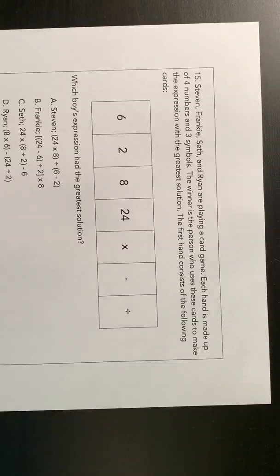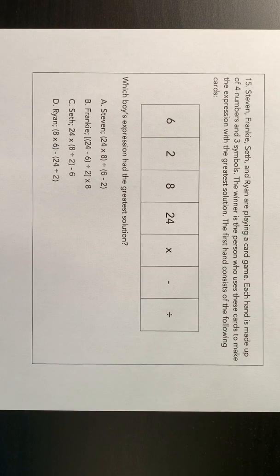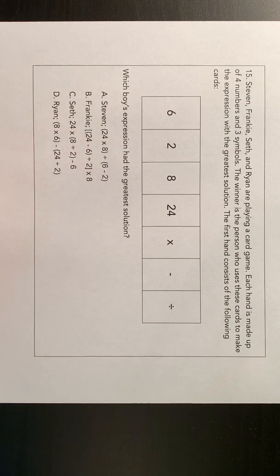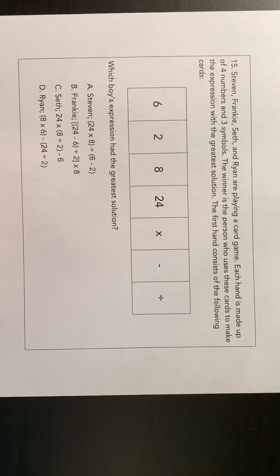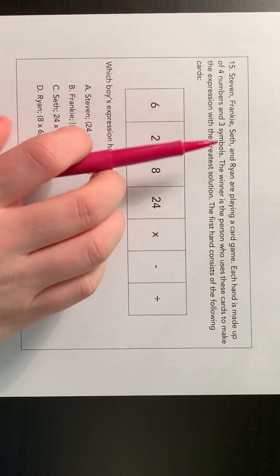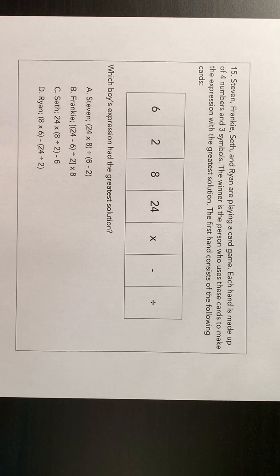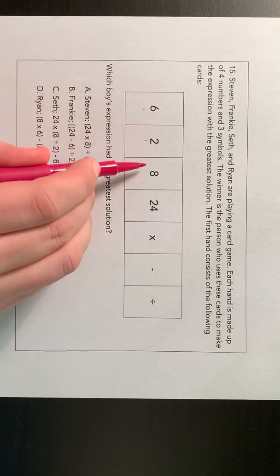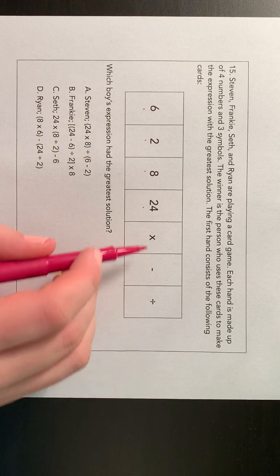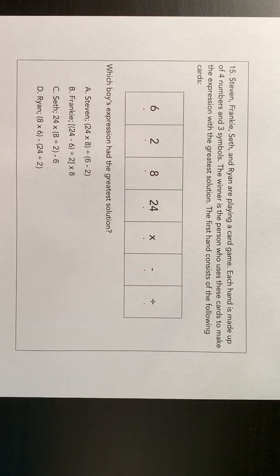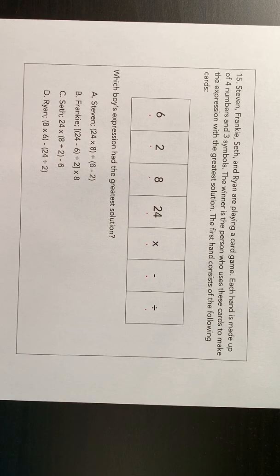All right, last problem. Don't be intimidated by this problem. It's long and it looks complicated, but it's actually quite easy. Stephen, Frankie, Seth and Ryan are playing a card game. Each hand is made up of 4 numbers and 3 symbols. The winner is the person who uses the cards to make the expression with the greatest solution.